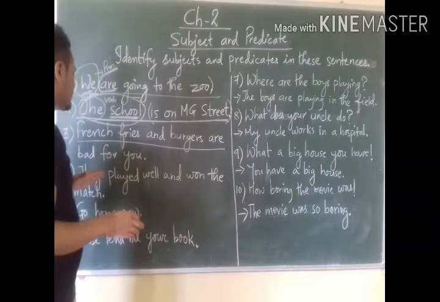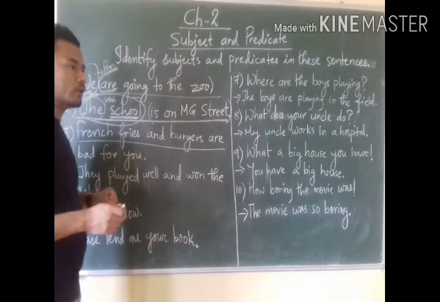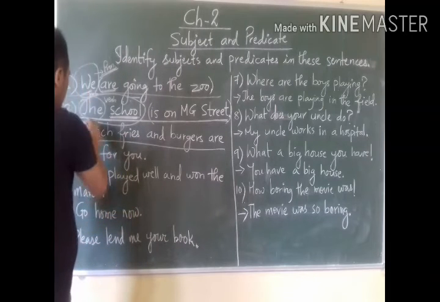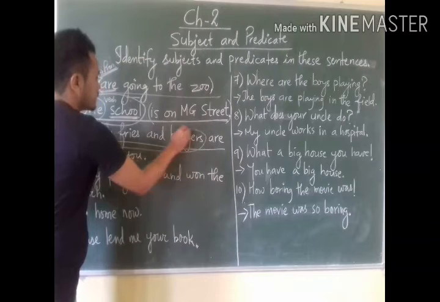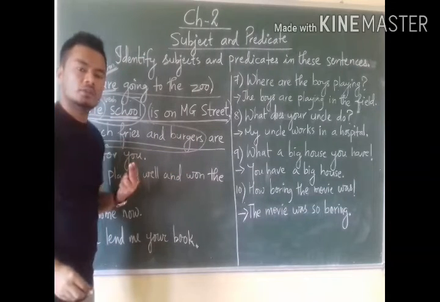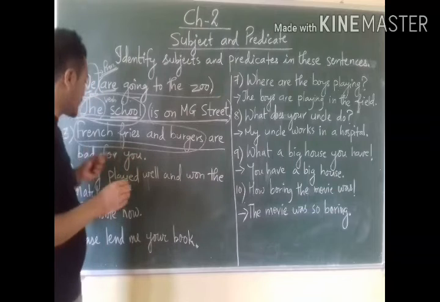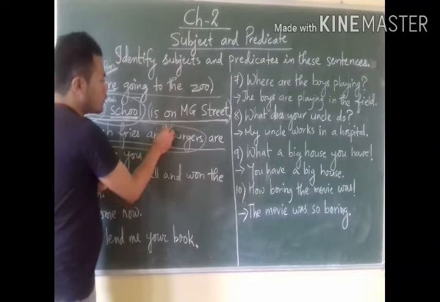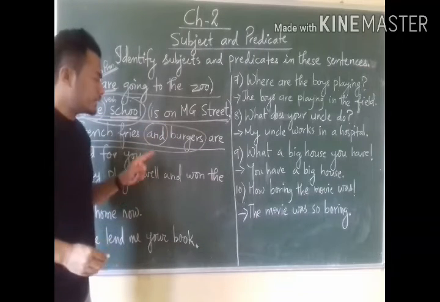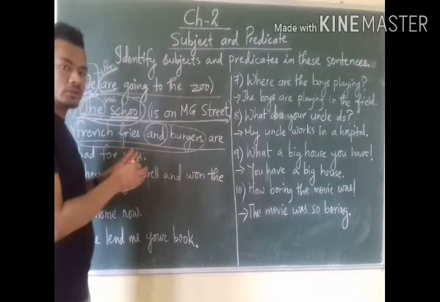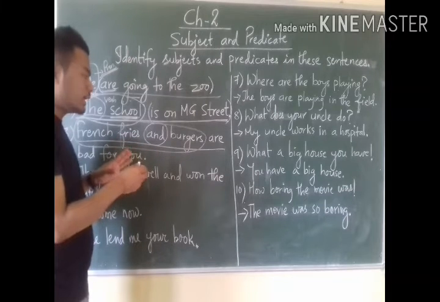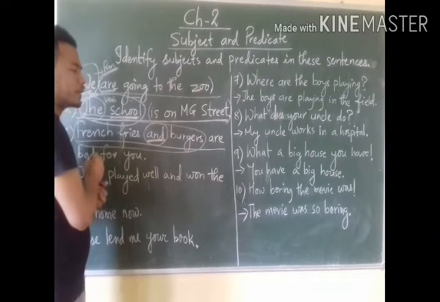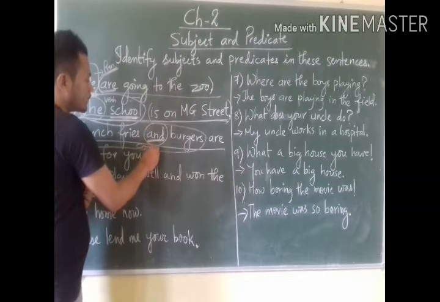Now, see here. Now, sentence number 3. French fries and burgers are bad for you. The sentence is about French fries and burgers. So here we have two nouns used as the subject, French fries, one, and number 2, burgers. And these two nouns have been joined by using the conjunction and. So the sentence is about two nouns. That means we have two subjects, and they have been joined by a conjunction. So here, the subject is a compound subject.